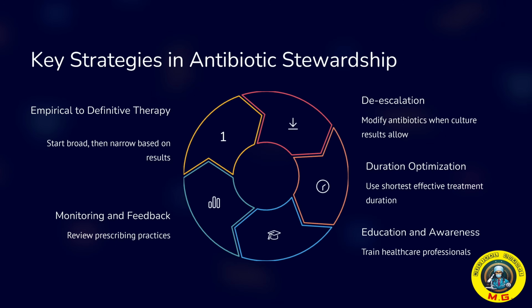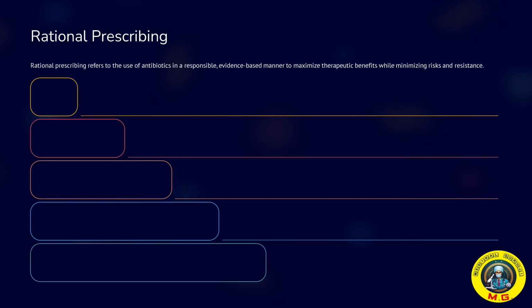So lastly, we will discuss what is rational prescribing. Rational prescribing refers to the use of antibiotics in a responsible, evidence-based manner to maximize the therapeutic benefits while minimizing risk and resistance. So what are the principles of rational prescribing?